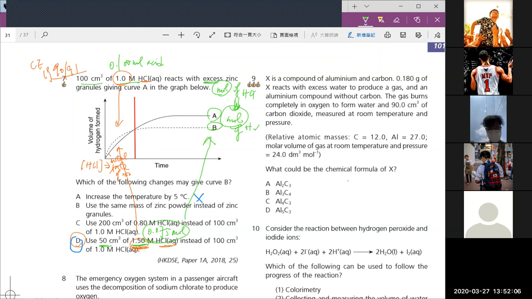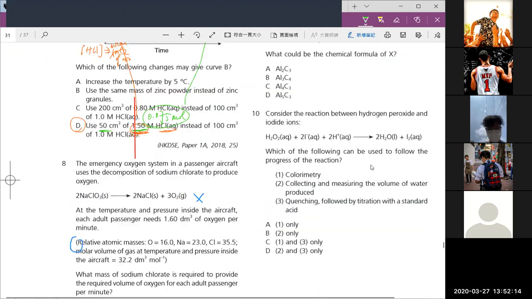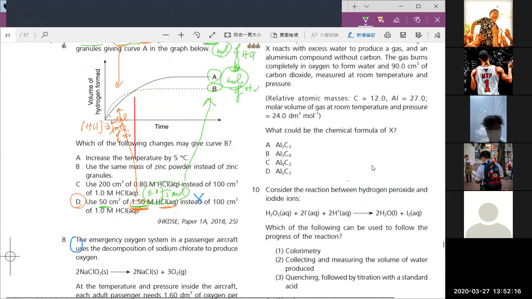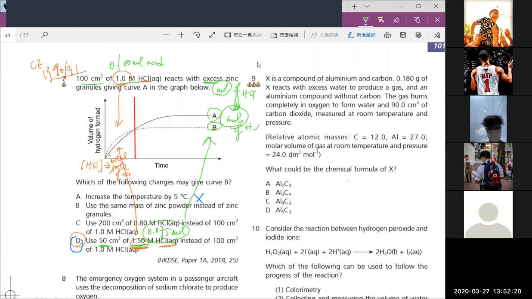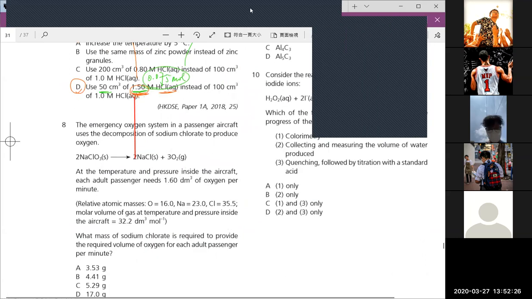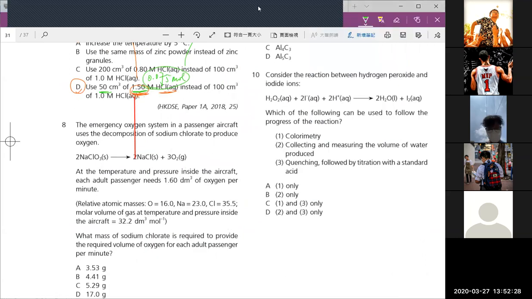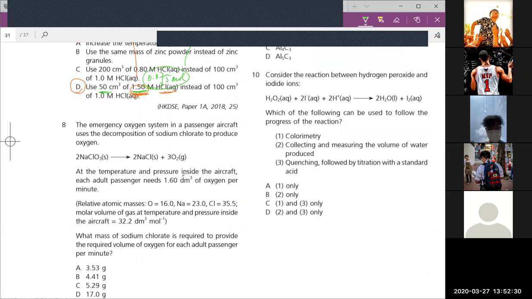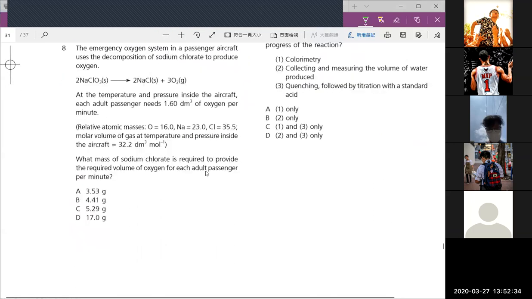You got it? All of you have got the answers? Okay. So take a look at question 8 then. So remember, like this one: rate on the first half, mole on the second half. Question 8. Take a look at question 8.